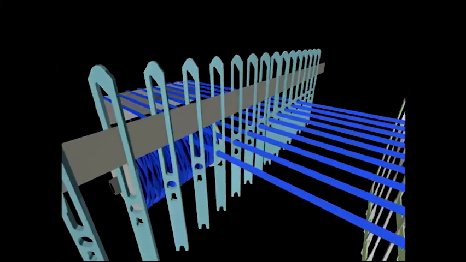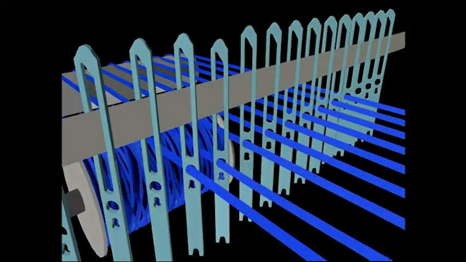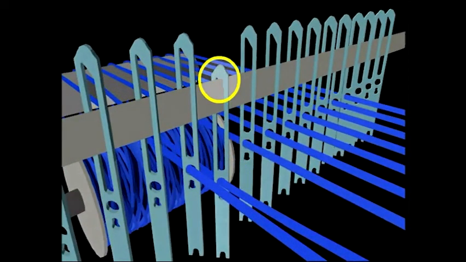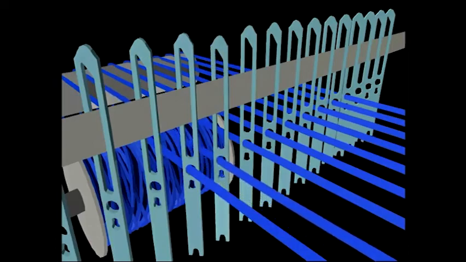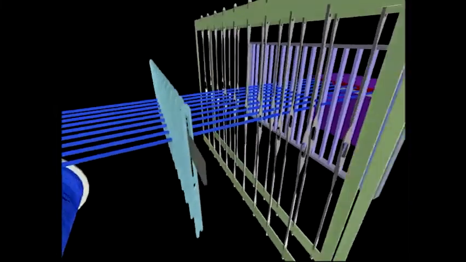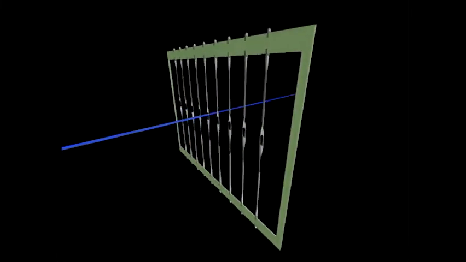Each yarn then travels through its own drop wire that serves as a stop-motion detector. When yarn tension drops too low, or when the yarn breaks, the metal drop wire will complete an electric circuit and the loom will stop.